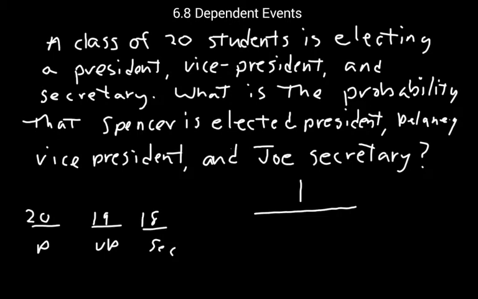And we know from our study of permutations that the number of ways this could happen would be the product of the 3 numbers. So 19 times 18 would result in 342. If you multiply that by 20, you get 6,840. So the probability that Spencer is president, Delaney vice president, and Joe secretary, if everybody has an equal chance to be chosen, would be 1 out of 6,840.